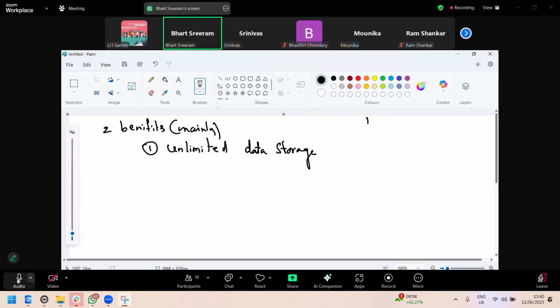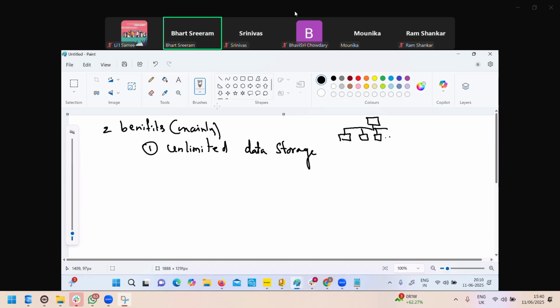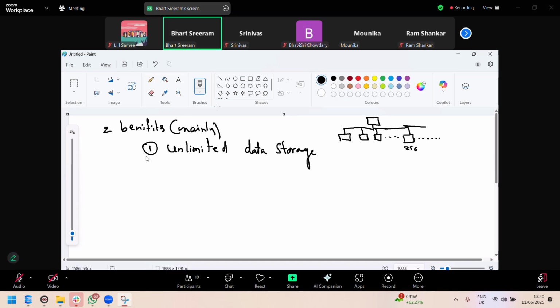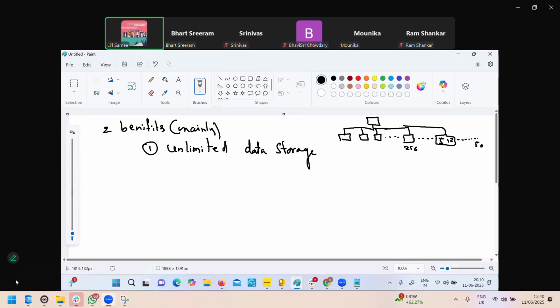Let's talk about Oracle. Node 1, Node 2, Node 3. How many nodes? 256. Can you promise unlimited? No. But in Hadoop, it can be 512. Yes, it can be 5,000 also, because there are multiple nodes. There is no limit.